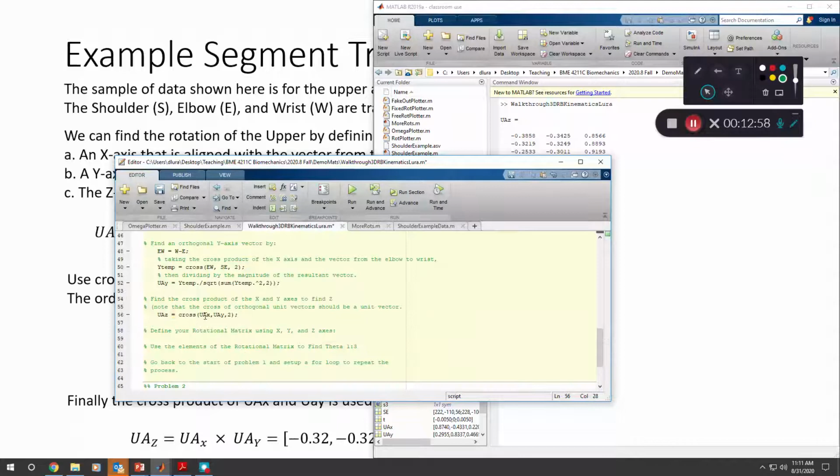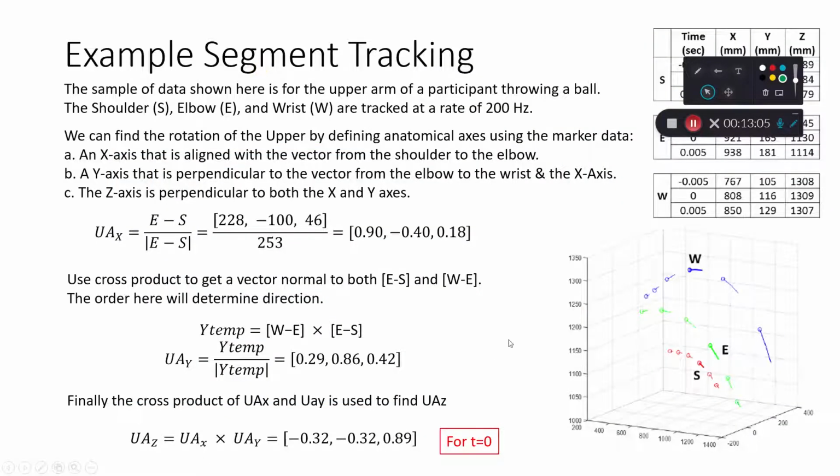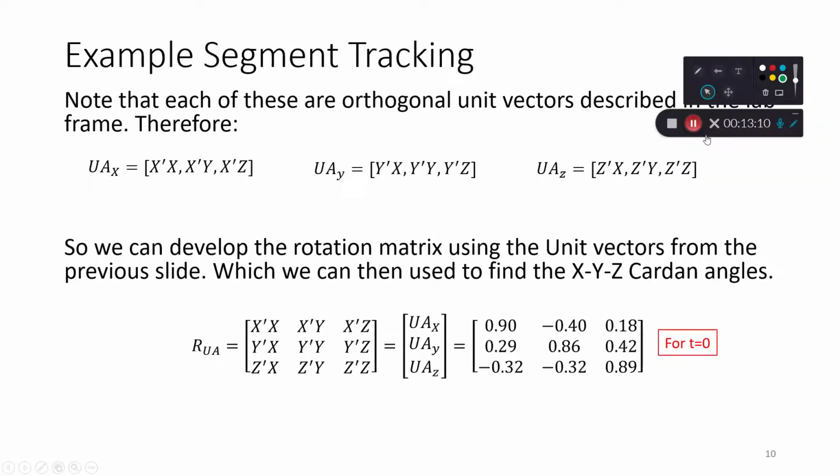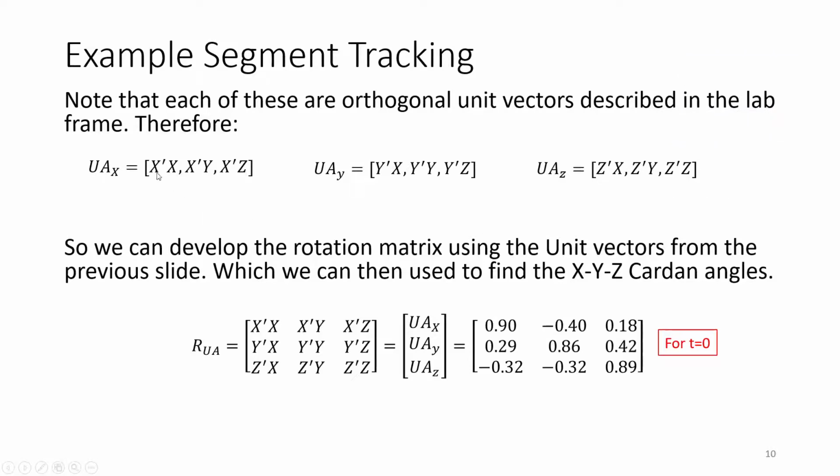All right, now that we've got our UAX, UAY, UAZ in MATLAB, let's go back to the presentation and figure out what we're supposed to do with those. So here we've got our X, Y, and Z. And we can use those to figure out what our rotational matrix should look like, because we have our X component, right, of our UAX, our component on the X, Y, and Z axes of our lab frame. And then the same thing for UAY and UAZ. And we see that those become the rows of our rotational matrix.